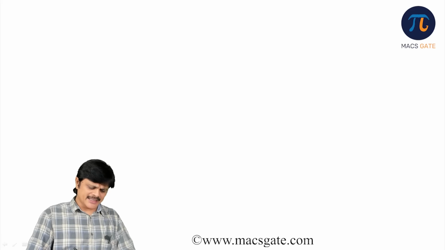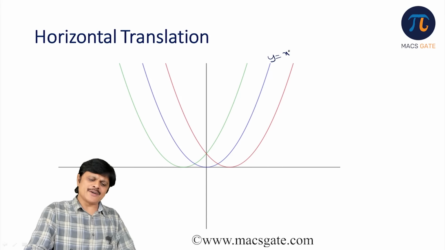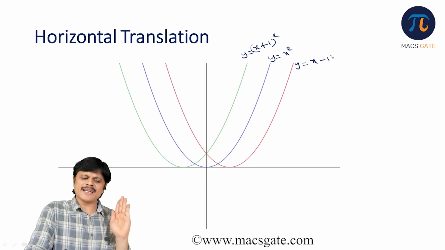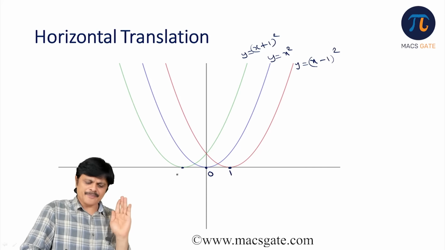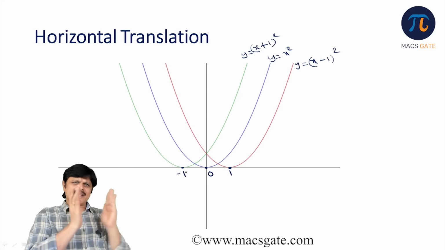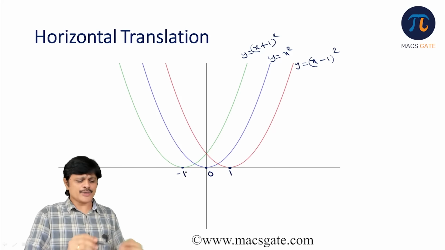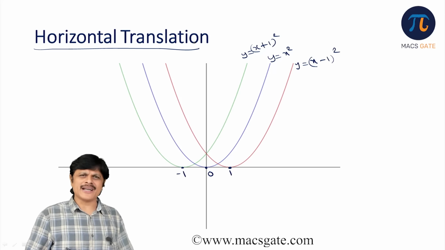We can write the entire story together. This blue one is your y equals x square. This green one, when it is shifting left, is actually (x plus 1) whole square, and when it is shifting right, it is (x minus 1) whole square. So these points would be 1, 0 and minus 1. The same graph does not change, only the shift happens by that many units. Is it clear? So this is about horizontal translation and the previous one is vertical translation.